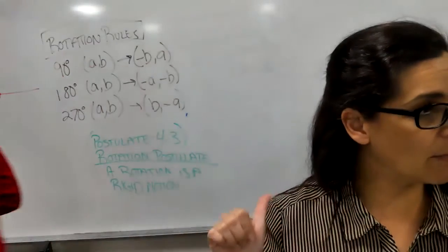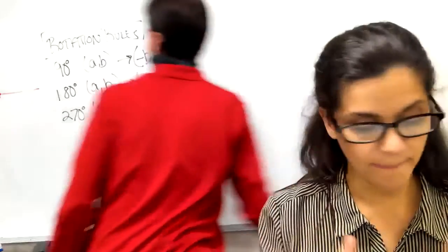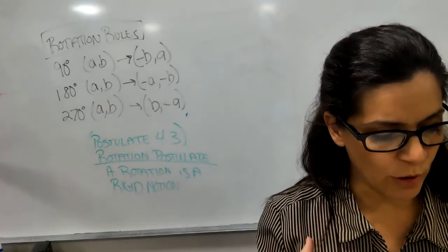All right, grab a marker. You can do it on paper or the board. Number 5. First we're translating, then we're rotating.